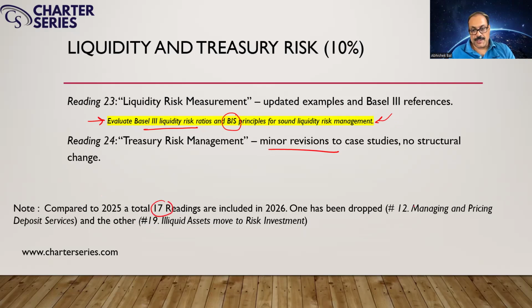One has been dropped, which is basically managing and pricing deposit services. And the reading number 19 that was there has been moved from liquidity and treasury risk to risk investment and investment management. Okay, so illiquid assets have been moved to the risk investment and investment management portion.